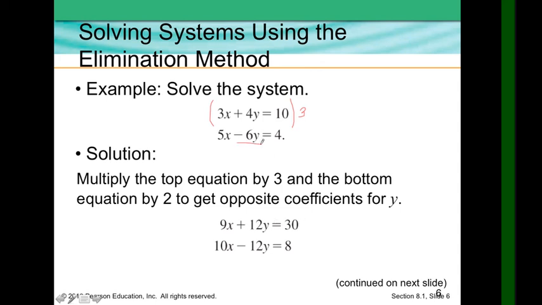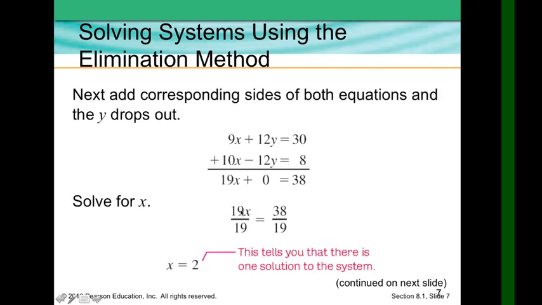Since it is negative, it's okay. We will multiply this one by 2. We need to take a number that can be multiplied to 4 and 6 to make these numbers the same. So 2 times 5 is 10x, 2 times negative 6 is negative 12, and 2 times 4 is 8. Now we can cancel the y terms because that's equal to 0. We have 19x equals 38 as our answer, and dividing by 19, we have x equals 2. This tells you that there is one solution to the system.